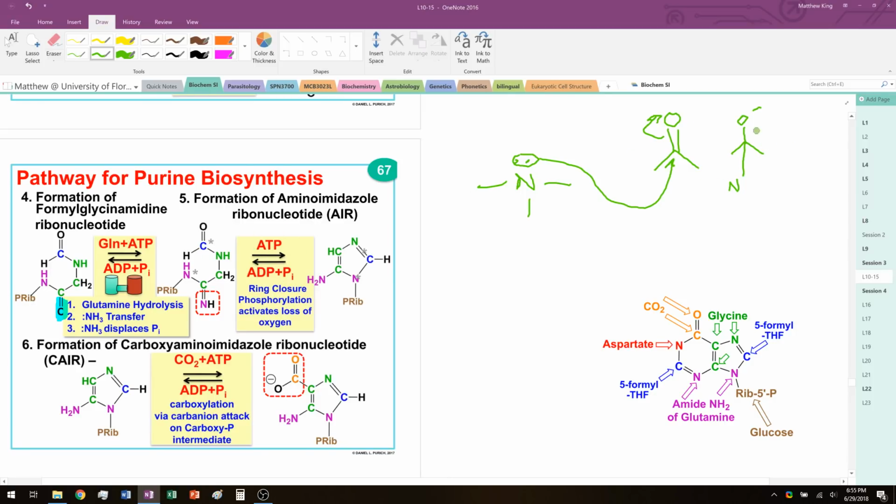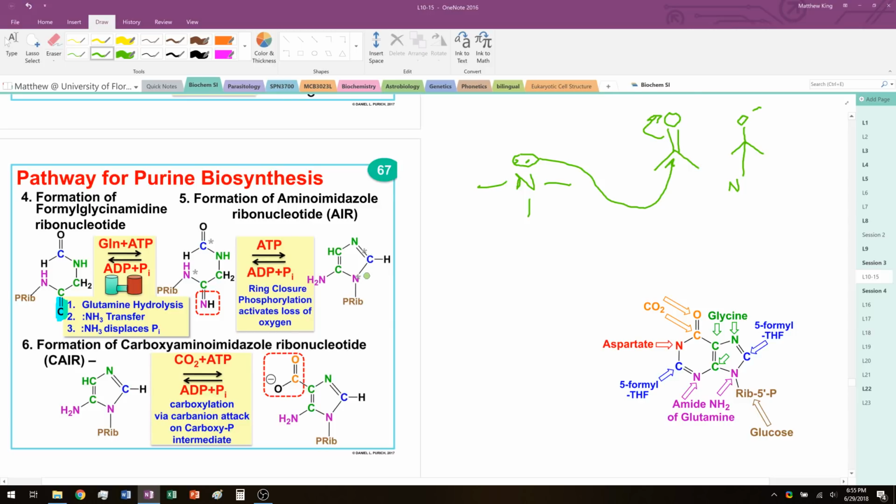I probably, with all this stuff over here, went way more into depth than I needed to. So you need to see that in order to get this ring closure, you need to have ATP. So think of closing this small ring on the right, you need ATP to deal with the small ring.